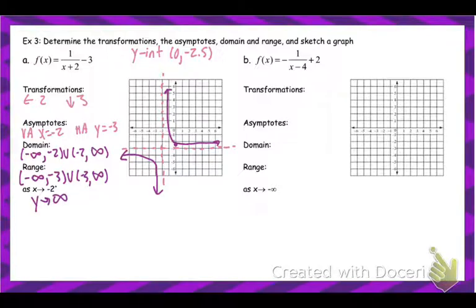All right, let's look at our next one. Transformations: this graph has gone right 4, up 2, and it has been reflected over the x-axis. So that means the shape of this graph is going to look different. Now, one thing that is nice about these, if I reflect this graph over the x, or if I reflect it over the y, it's going to look the same. So whether or not you flip those, it's actually going to still work out. Because of those transformations, vertical asymptote is x equals 4, horizontal asymptote is y equals 2.